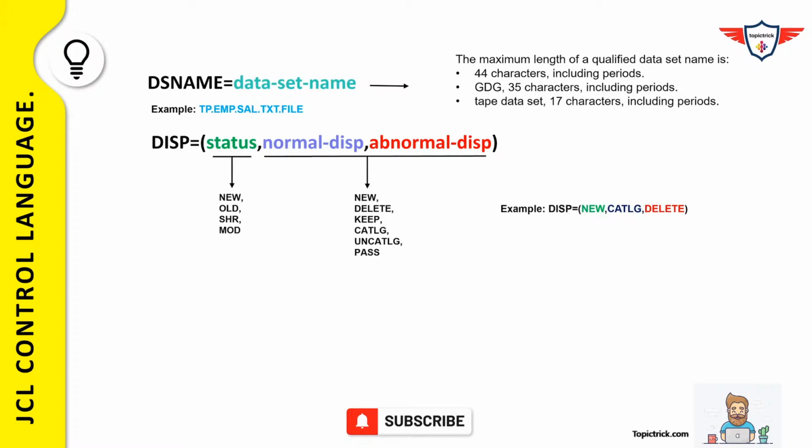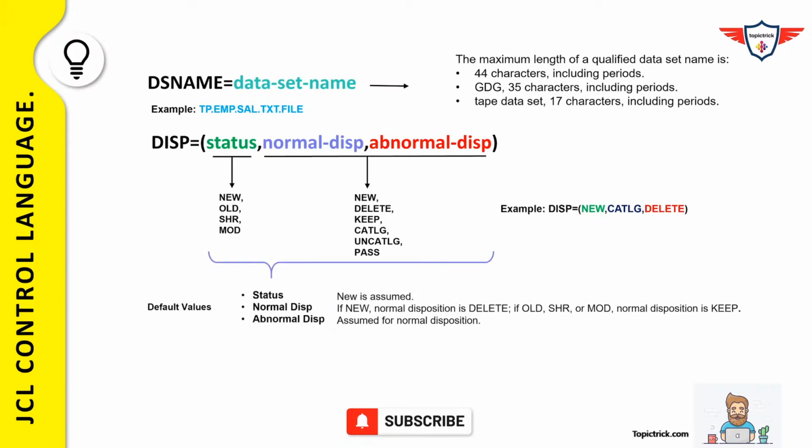The value of the second positional subparameter is to instruct the operating system what to do with the dataset if the job ends normally. And the possible values are delete, keep, pass, catalog, and uncatalog. And the default value is delete. So if you do not specify anything, then by default delete will be assumed as a normal disposition. So eventually, if you specify file status as new, then normal disposition would be delete, and if you specify file status as old, share, or mod, then normal disposition would be keep.